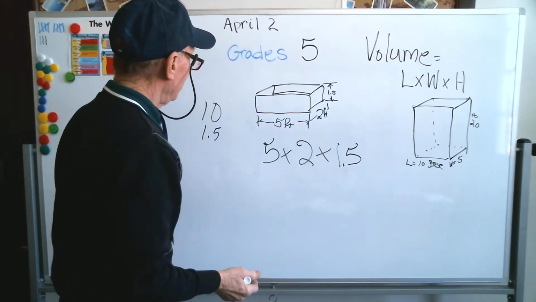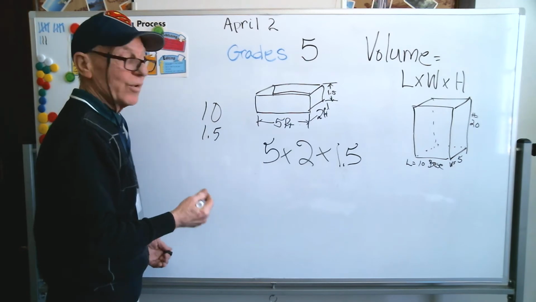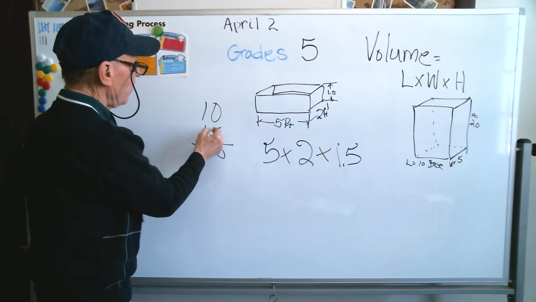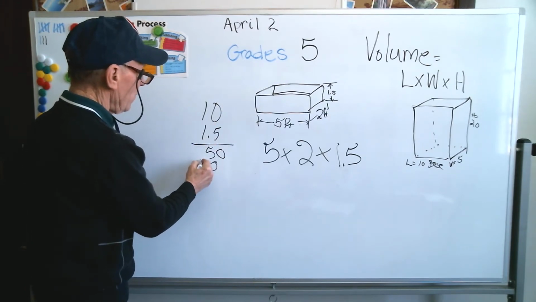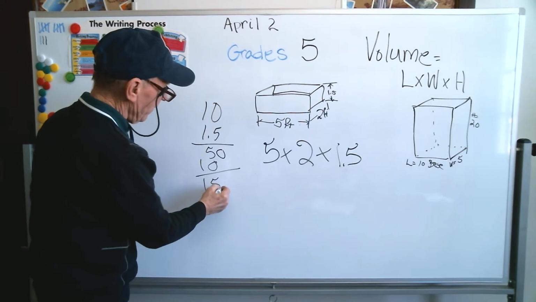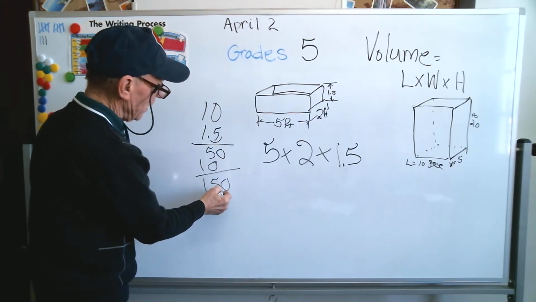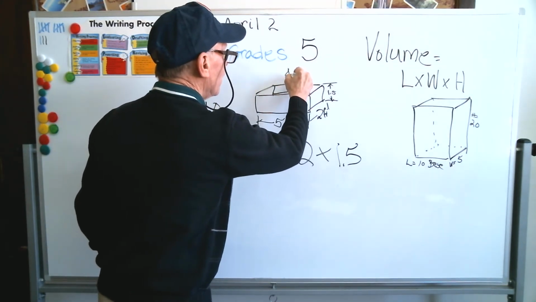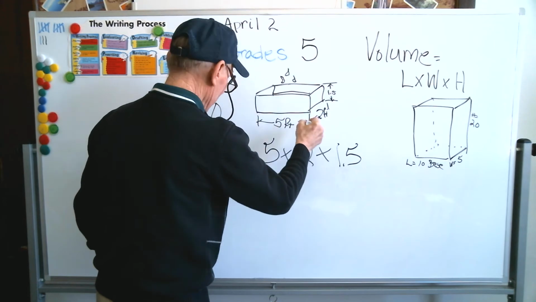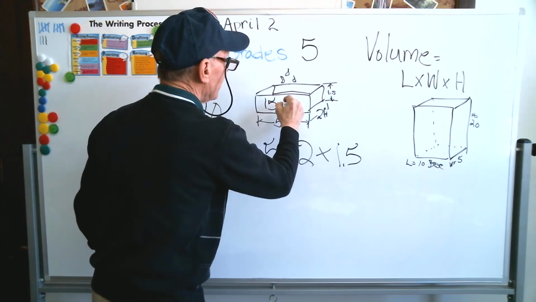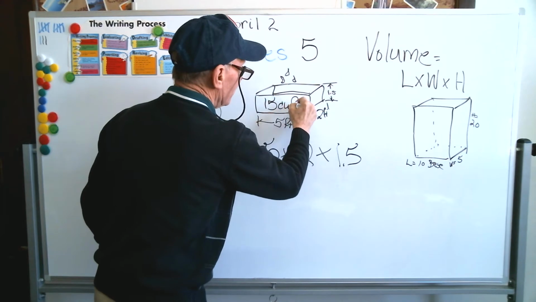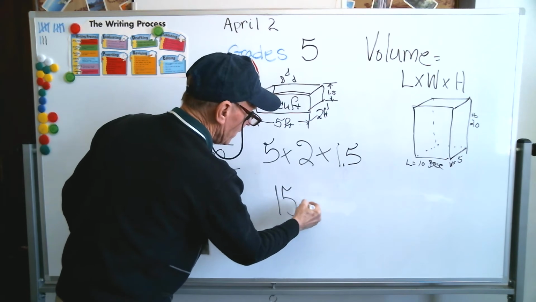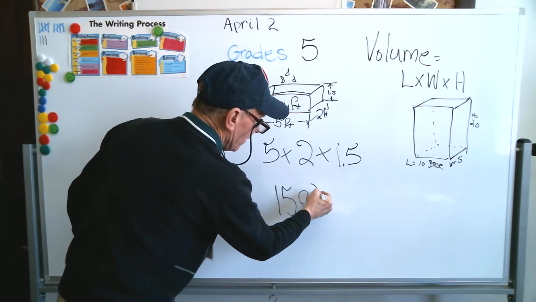Now, if you understand the rules of base 10, you can just move the decimal point, but we'll go ahead and do the multiplication. 0, 5, 0, 1, 150, and we've got 1 decimal place. So how much water we can put into this bathtub is 15 cubic feet. Or you can write it 15 feet cubed.